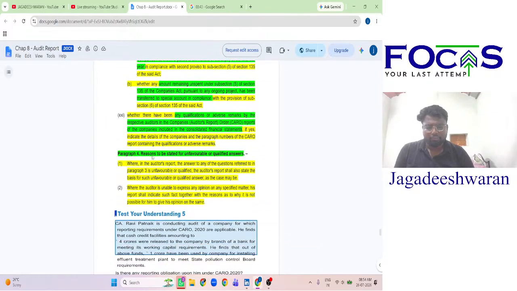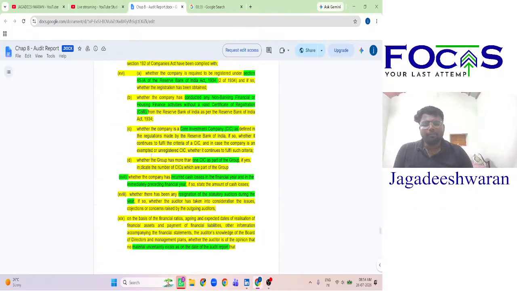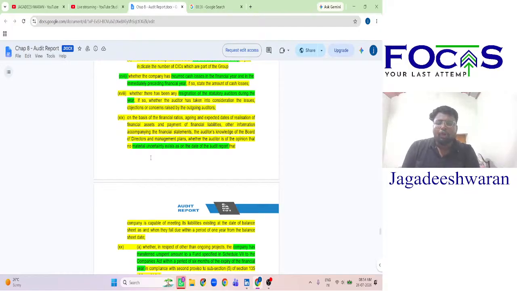And 19, 20, 21 order we are ending para 3, okay. So அதுல yes 19: on the basis of financial ratios, aging and expected dates of realization of financial assets and payment of financial liabilities, other information accompanying the financial statements, the auditor's knowledge of the board of directors and management plans, whether the auditor is of the opinion that no material uncertainty exists as on the date of the audit report that company is capable of meeting its liabilities existing at the date of balance sheet as and when they fall due within a period of 1 year from the balance sheet date.